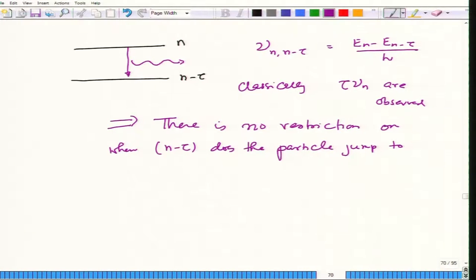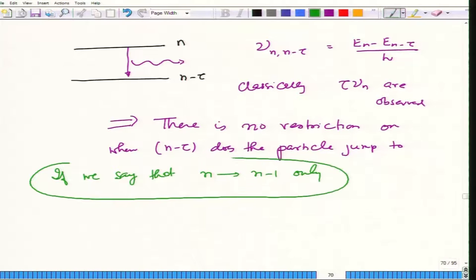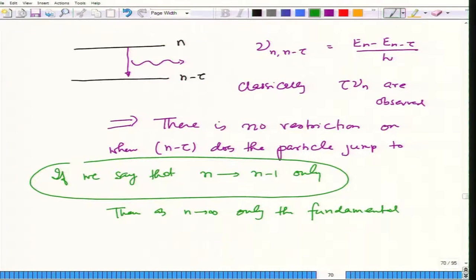Let us see a counter example. If we say that n can go to n minus 1 only, and this is just a counter example, then as n goes to infinity, only the fundamental frequency will be observed. That means it is not just n minus 1, it can go to any frequency it likes.